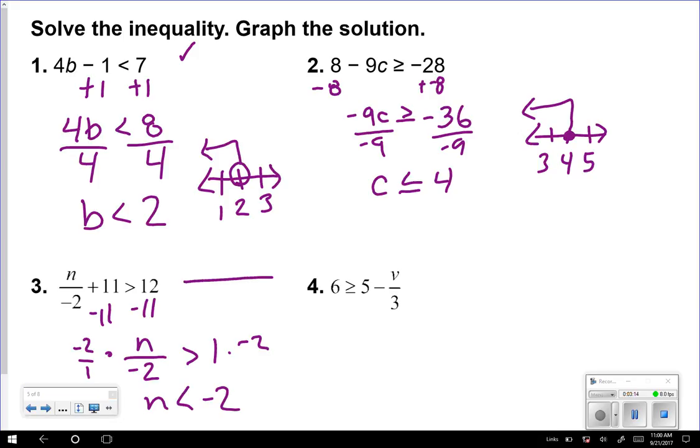Okay, so then if I graph it, negative 3, negative 2, negative 1: open circle at negative 2, shaded to the left. I'm going to pick a number divisible by 2, so negative 4 divided by negative 2 is 2, plus 11 is 13, which is greater than 12. I know that's right. So try 4 on your own. And if you have questions, please raise your hand.